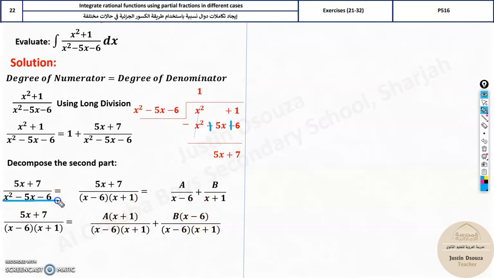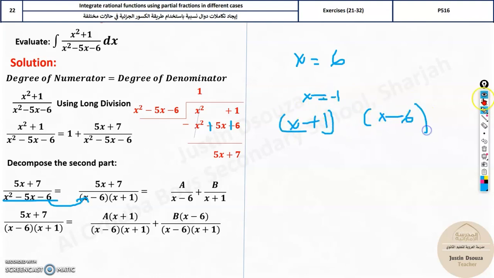If you're thinking how to solve this, to decompose this over here, you need to find the solution by mode 3 in the calculator, and you will get the answers x equals 6, x equals negative 1. You need to bring it inside, it'll become x plus 1, x minus 6. That's it. And then simply solving it.